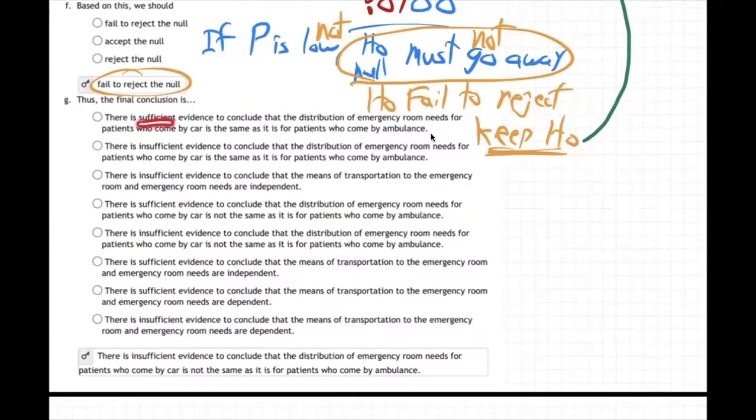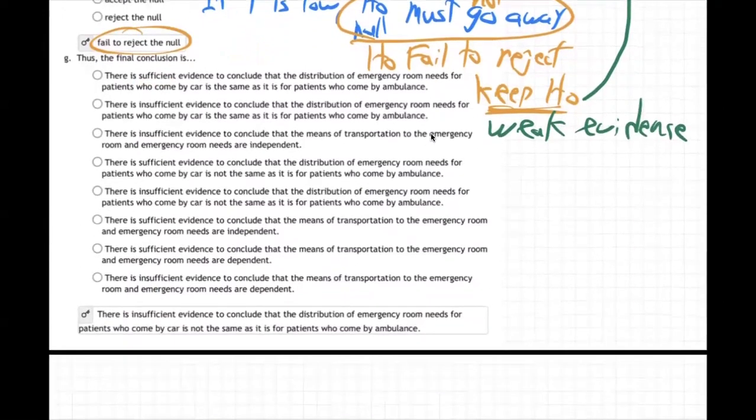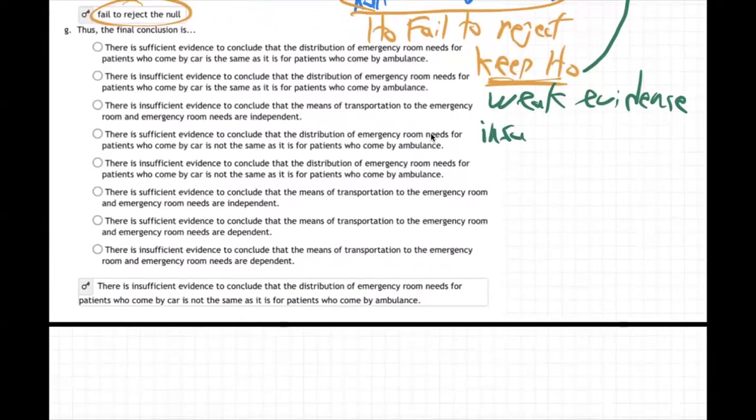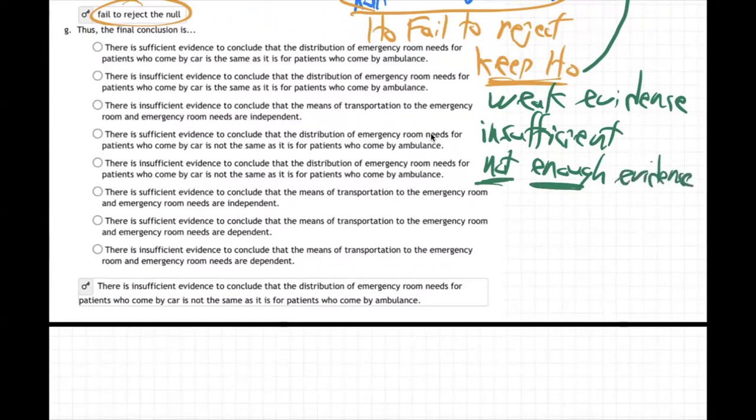So is it going to be sufficient or insufficient? Well, let me write it right here. It's weak evidence. What does that mean, weak evidence? That means insufficient. Insufficient means not enough, right? If something is insufficient, it's not enough. You write a bad check, and there's not that amount of money in your bank account, they'll say insufficient funds. It means not enough. Not enough evidence, right? Insufficient evidence, not enough evidence.